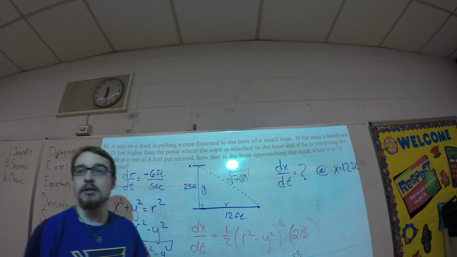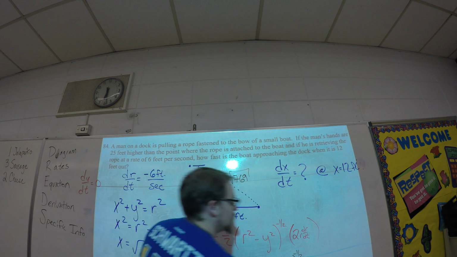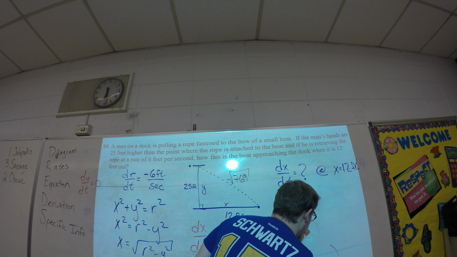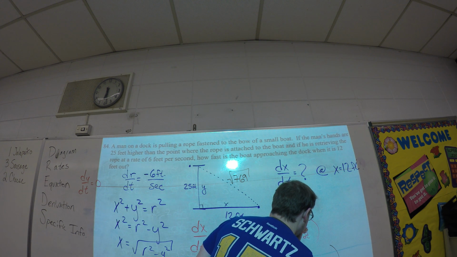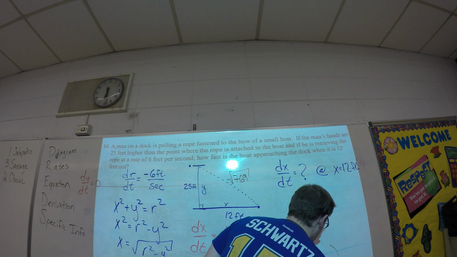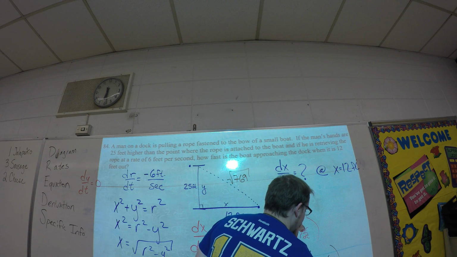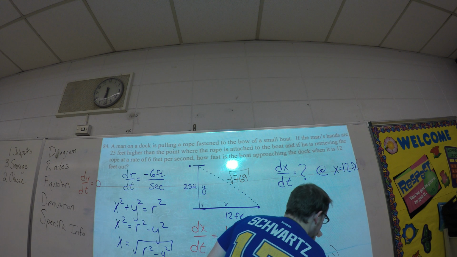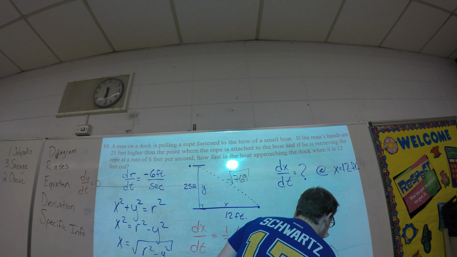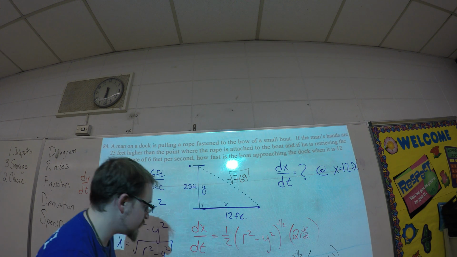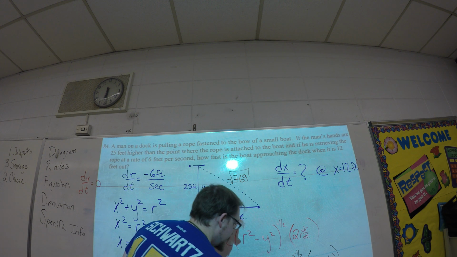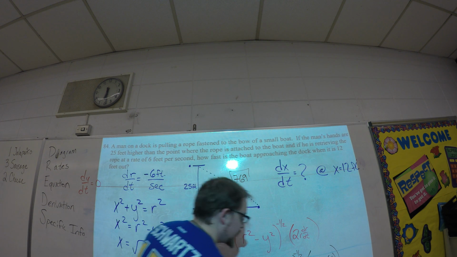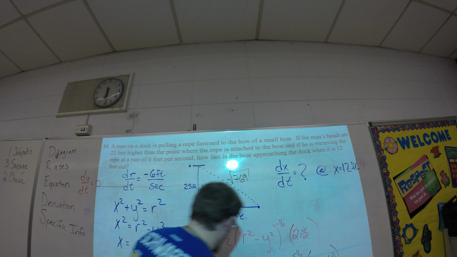What did I do? Oh. Times 2 times r. Well, r we just found as root 769. And then dr/dt is negative 6 feet per second. This is feet. This is feet. This is feet. Okay.